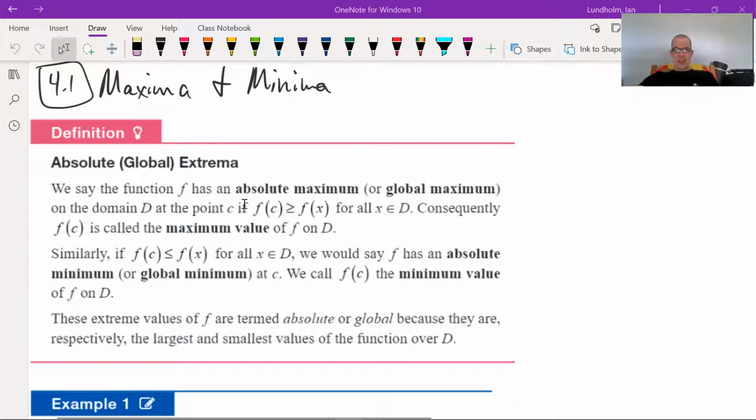This first definition about absolute maximum and absolute minimum is pretty self-explanatory. I mean, the absolute maximum is the highest y value that you would get to, and the absolute minimum would be the smallest. And yeah, absolute just means the absolute biggest or smallest in either case. So I don't know there's too much there.